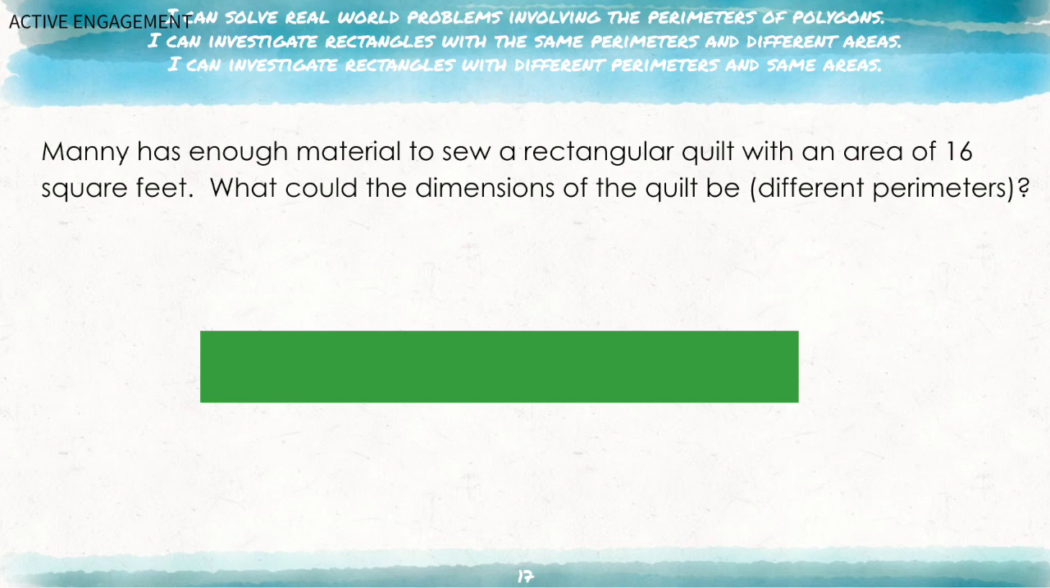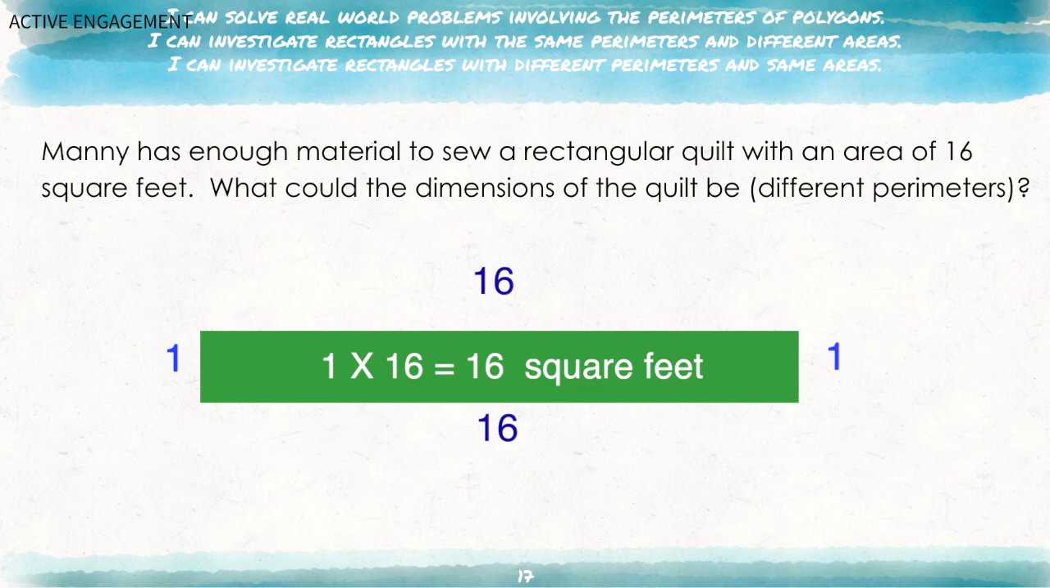Alright, so the first thing you should have done was drawn a long skinny rectangle to represent 1 times 16 as your 16. So one side, the short side will be 1 and the bottom will be 16. Of course, we know the opposite sides would be the same, so the opposite would be 16 and the other shorter side would be 1.